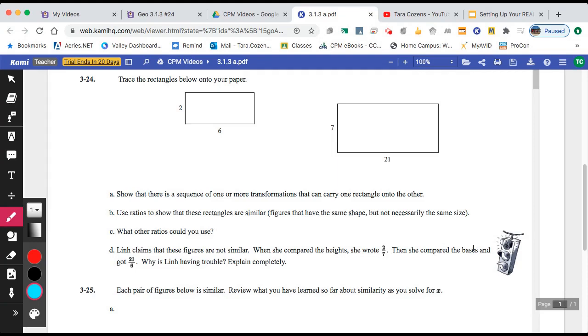All right, so let's draw some arrows on here to see if we can figure out why Lynn is having trouble. Our first ratio says 2 over 7. So hopefully you drew an arrow kind of like that. And the second one says 21 over 6. So now since she has these arrows going different directions, she needs to flip one of her ratios so that they're in the same order.